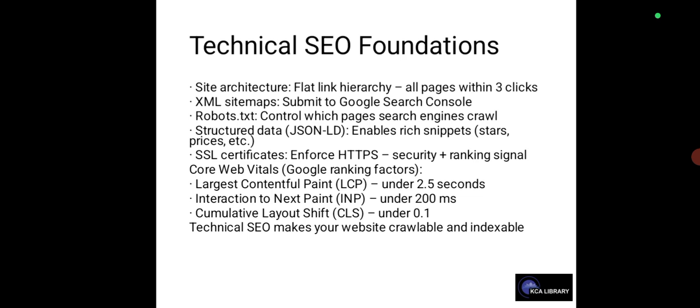Core web vitals are Google ranking factors. Largest contentful paint, that is LCP, which should be under 2.5 seconds. And then interaction to next paint, that is INP, which should be under 200 ms, and cumulative layout shift, CLS, which should be under 0.1.